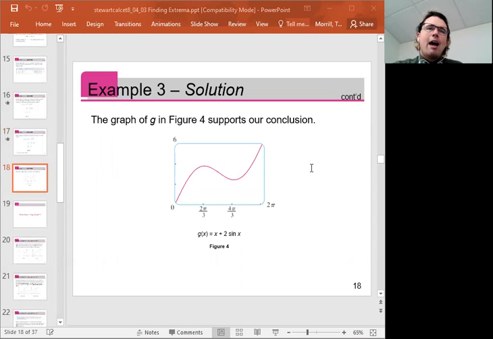Now, can I see this in a picture? Here is the graph of that function. Here are the coordinates 2 pi on 3 and 4 pi on 3 on the x-axis. And I see that, yes, here is a local maximum, and here is a local minimum.